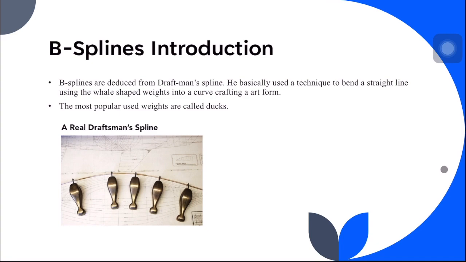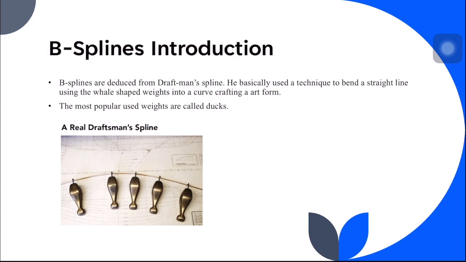When it comes to the history of the B-spline functions, it has been deduced from the draftsman spline. He basically used a technique to bend a straight line, using whale-shaped weights, into a curve, crafting an art form. You can see from the picture there are a few weights which are shaped like a whale. He called them ducks, and to get the desired curve, he used these weights to put them into a shape where he can pass a flexible plastic wire through them to form the curve he desired.